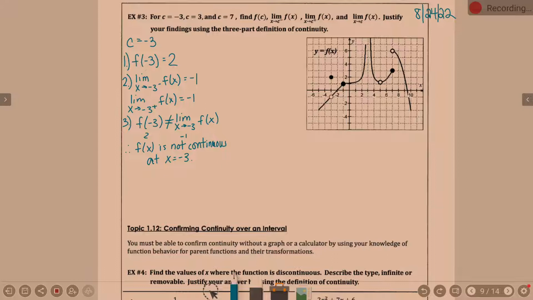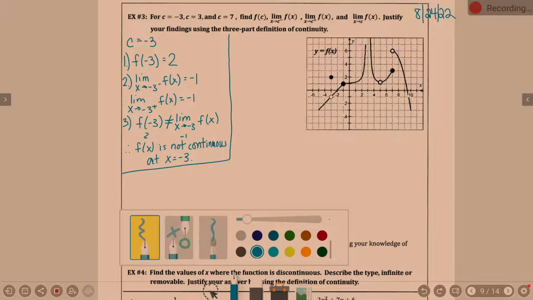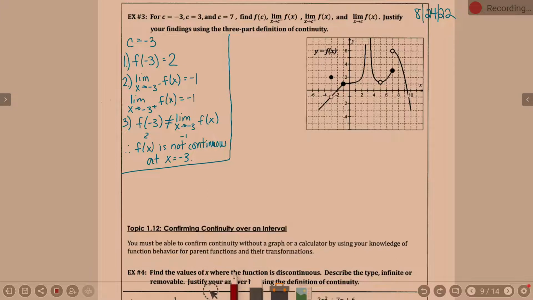Okay. So anytime you're asked to show, justify, or prove something is continuous, those are the pieces you have to show. Ultimately, the limit from the left has to equal the limit from the right, has to equal the point. That's the short of it. Okay, change it up, try it again. This time we're doing what? C equals 3. You can look ahead and already know the answer, but we need to practice how to justify it.